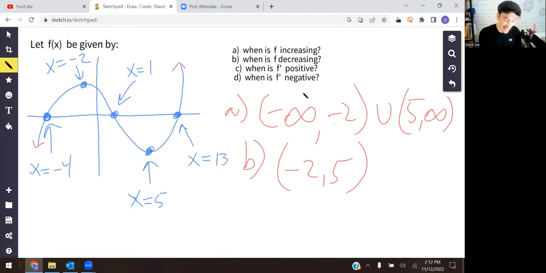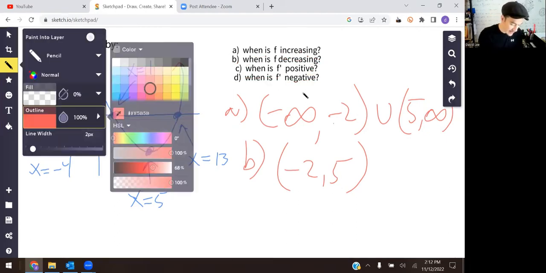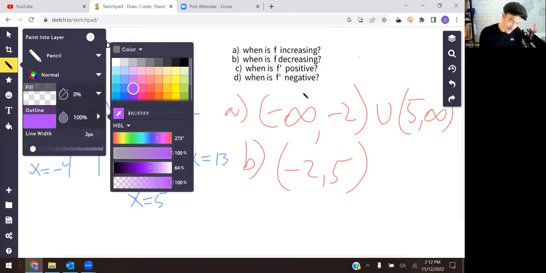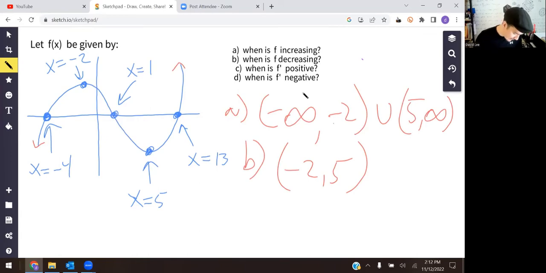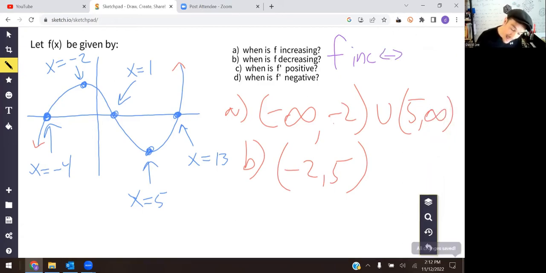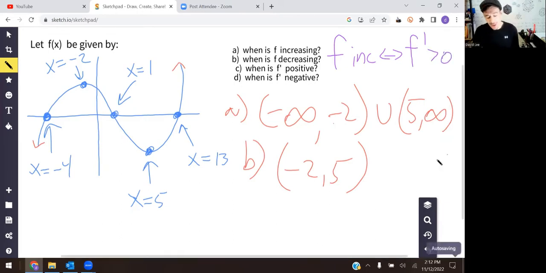Now, what about for part C? So it wants to know when the derivative is positive. So let me switch colors here. Let's go with purple. And I want to remind you of something. Remember that we said in class that f is increasing goes hand in hand with f prime being positive, right? So a function is increasing and its derivative being positive, they mean the same thing. So part C, when is f prime positive? Well, f prime is positive when f is increasing.